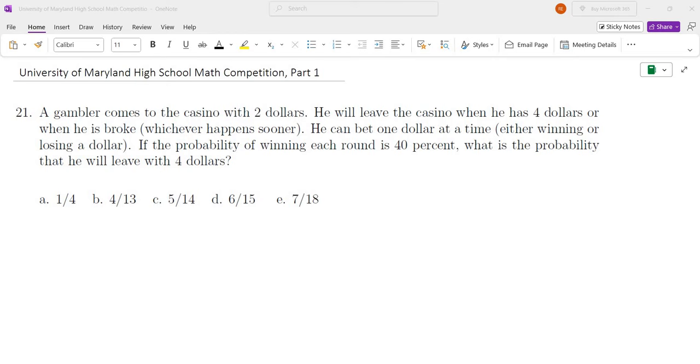A gambler comes to the casino with $2. He will leave the casino when he has $4 or when he is broke, whichever happens sooner. He can bet $1 at a time, either winning or losing a dollar. If the probability of winning each round is 40%, what is the probability that he will leave with $4?